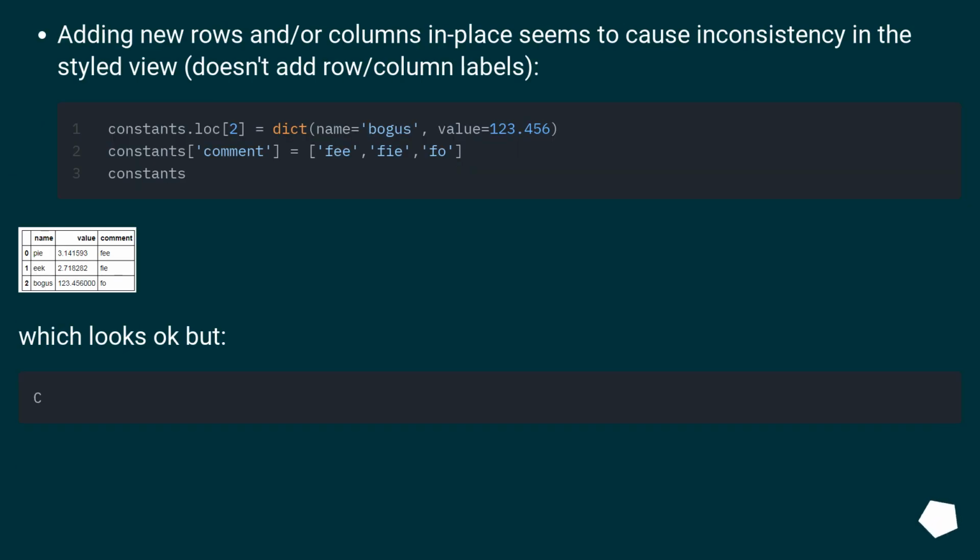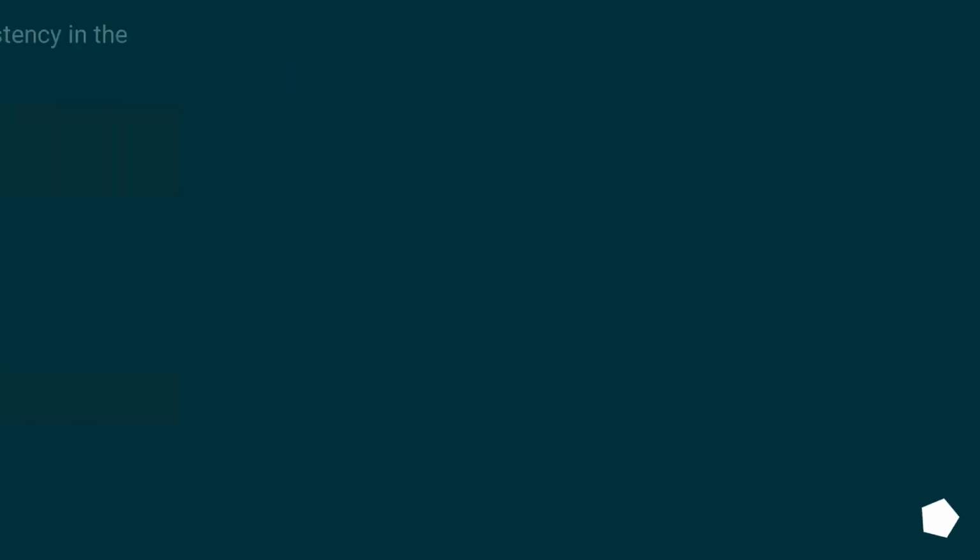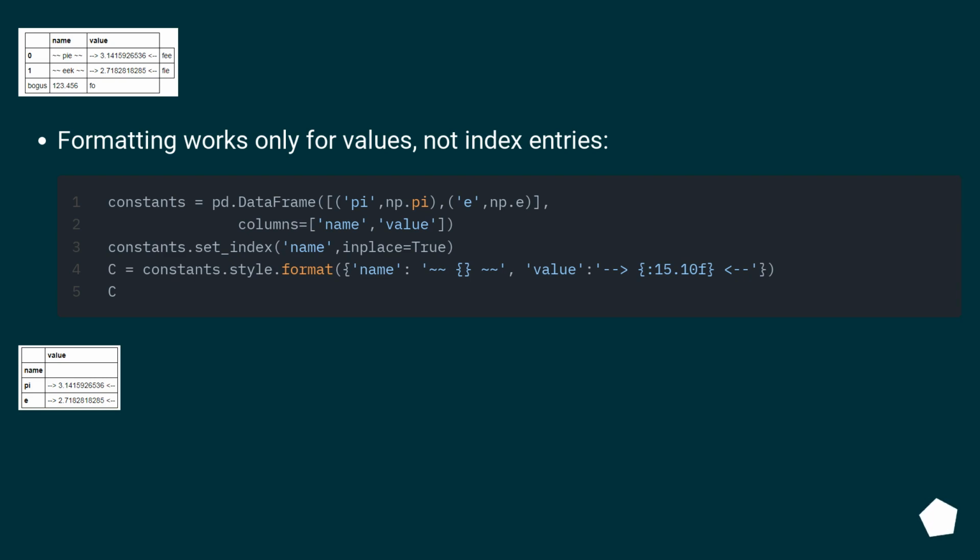Adding new rows and/or columns in place seems to cause inconsistency in the style view, and doesn't add row/column labels. Which looks okay, but formatting works only for values, not index entries.